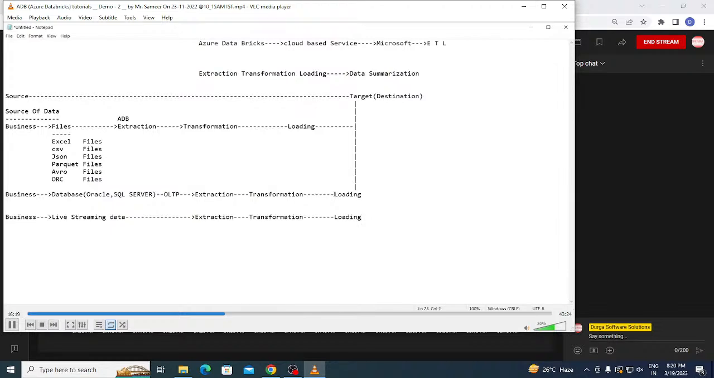So now all this data, whether it is source data, destination data, or whatever data you have, will finally be recorded into the target. That is called the sync system. In Azure, the destination is also called the sync system.